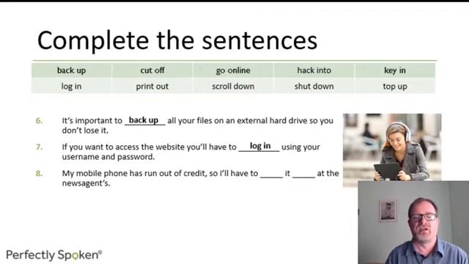Number 8, my mobile phone has run out of credit. It means I have no more money on the phone, so I can't make any calls. So I have to go to a shop and get extra money, credit, put on the phone. I'll have to top it up at the newsagents. This is what we call, in Britain, a system called pay as you go. So your mobile phone, you use it, and when there's no money on it, you take it to a shop and you put extra money on it, you top it up.